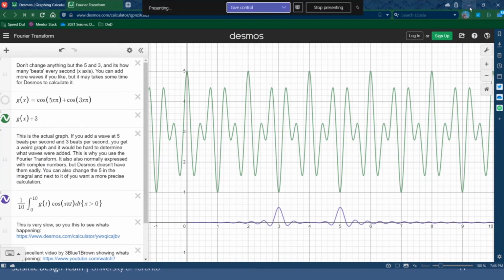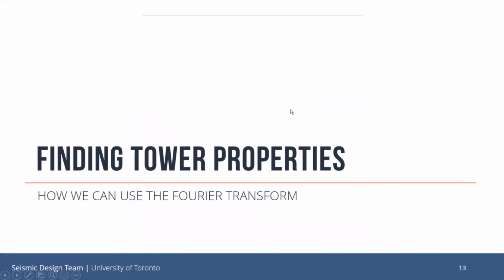Okay, so that's all I had for that part. Hopefully now you have a good sense of what the Fourier transform is and how it works. And we can go on to learning how we're going to use this for the tower.